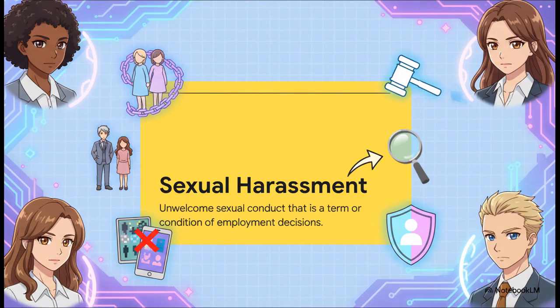You've also got to memorize the strict legal definition of sexual harassment. It is defined as any unwelcome sexual conduct that is a term or condition of employment decisions. And remember, this isn't just about direct advances. It definitely includes things like persistent displays of pornography or demeaning jokes. This law is the baseline to protect all employees across the board.